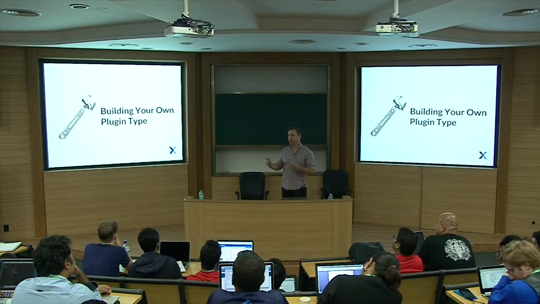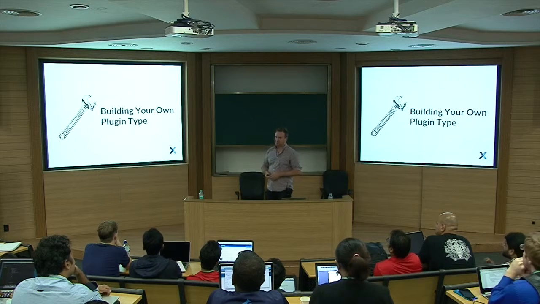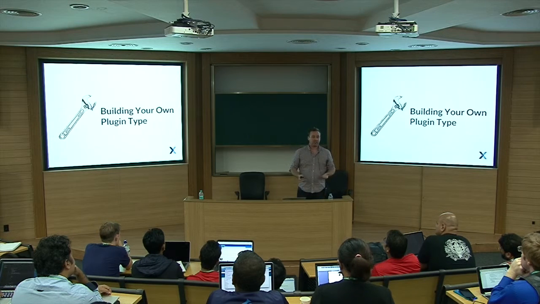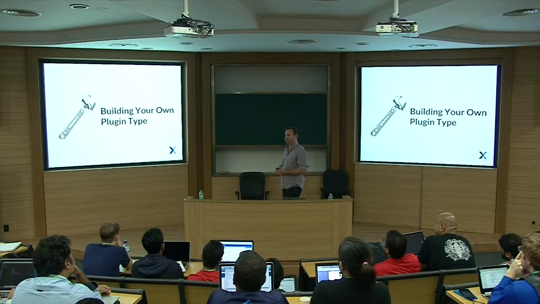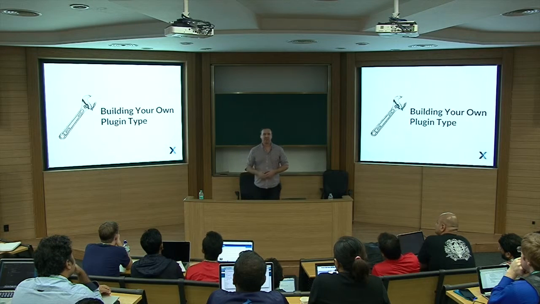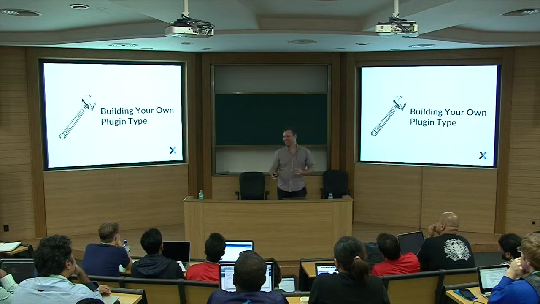So Drupal Core provides a whole list of different plugin types. So how do we define our own type? So you're building your own custom module. You've got to make a decision about how you're going to allow other people to extend code. You've been told by me that hooks are bad, so how do you build your own plugin type?